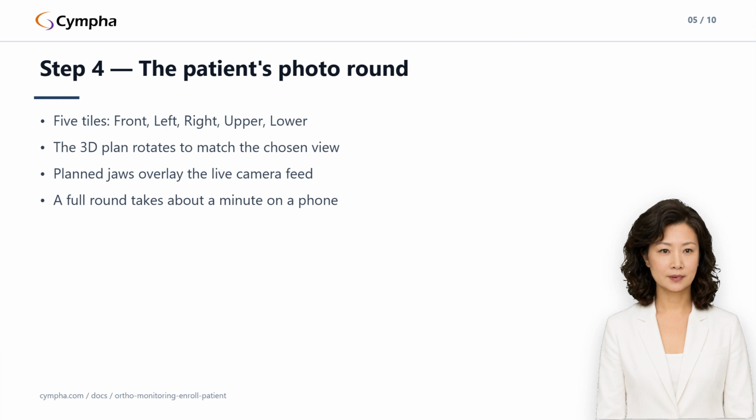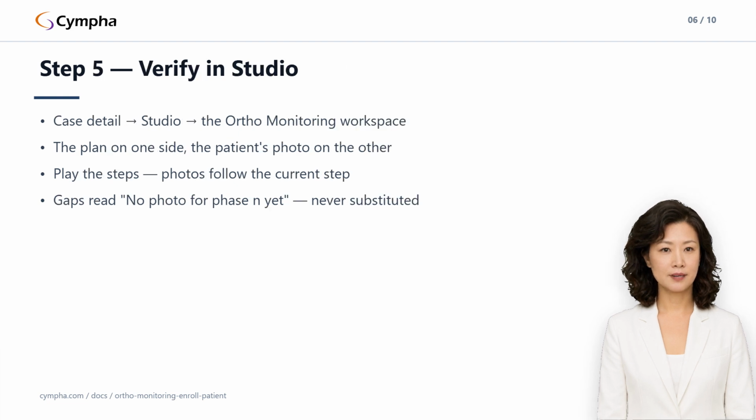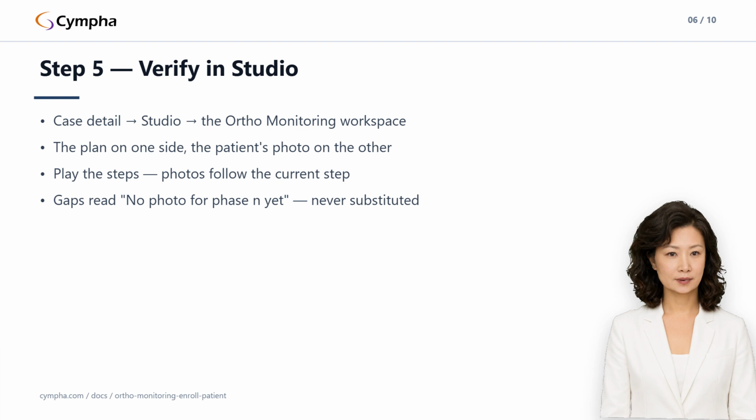Patients who ignore it produce the framing problems we'll troubleshoot in a moment. When the first round lands, verify it. From the case detail page, open the case's Studio workspace links and pick the ortho monitoring workspace. You'll see the 3D plan on one side and the patient's photo on the other. Play through the steps in the case bar, and the matching photo follows the current step automatically. Cycle the orientations to check front, left, right, upper, and lower for each step.